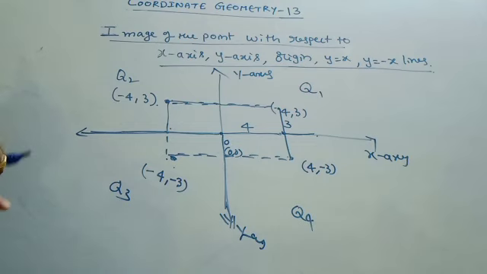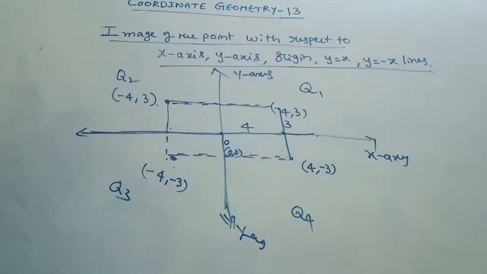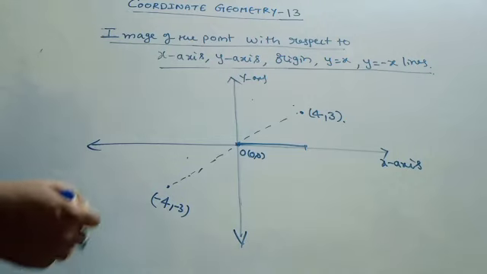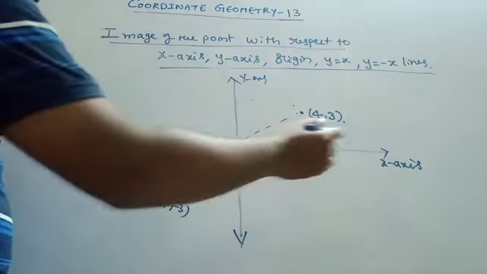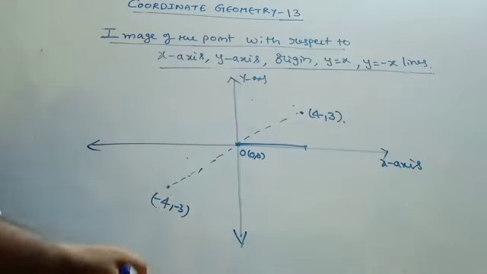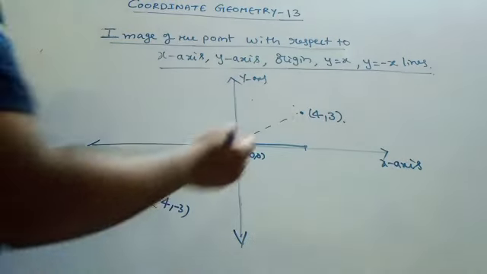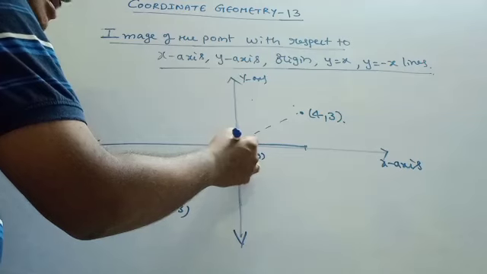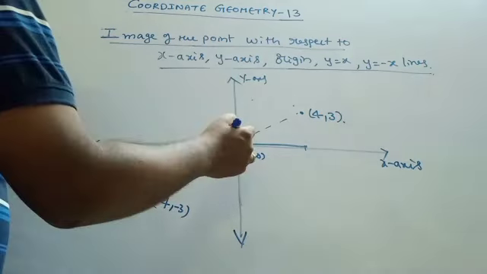Now we are going to see what will be the image with respect to origin and the lines y equal to x and y equal to minus x. Now we have the image of a point with respect to origin, right? This is the coordinate system, x-axis, y-axis. We have taken one example, one nice point 4 comma 3. What will be the image of this point with respect to origin? When this point is acting as a mirror, what is the image of this point with respect to this?